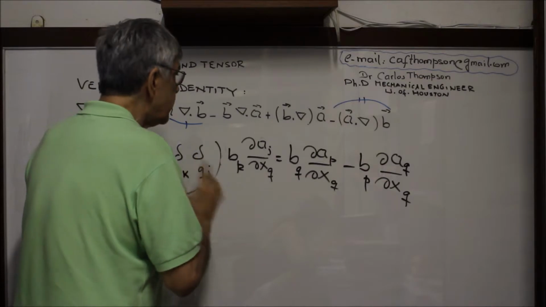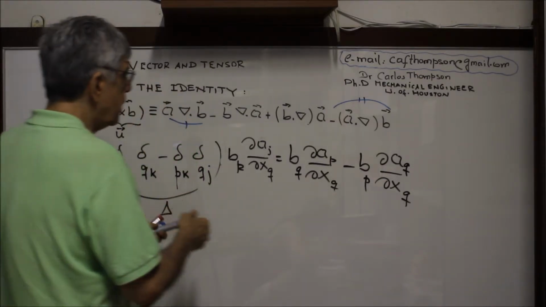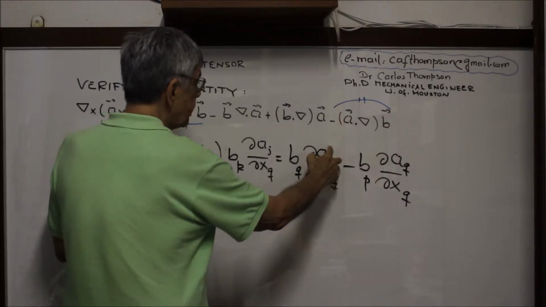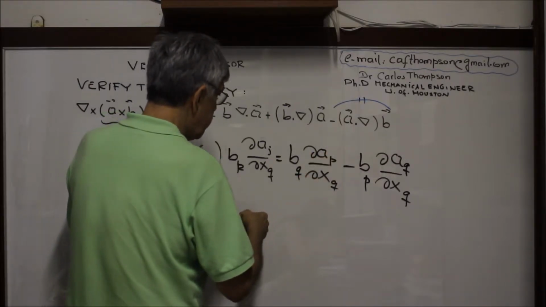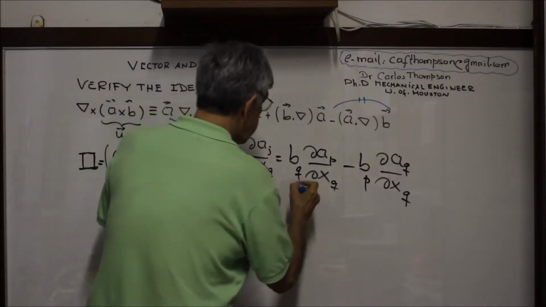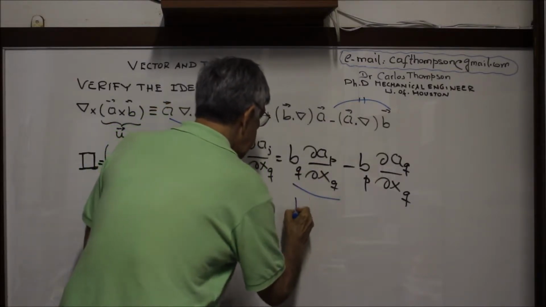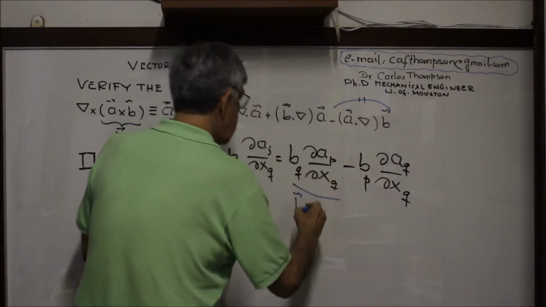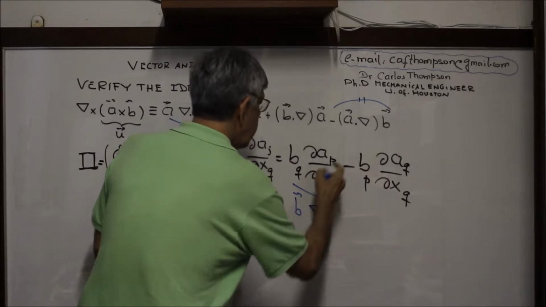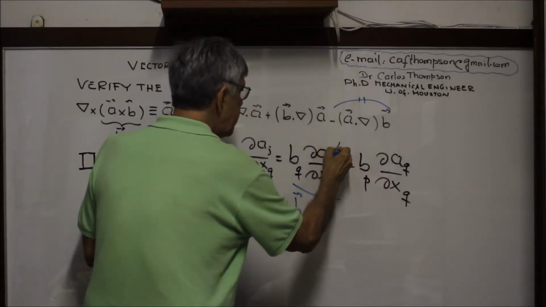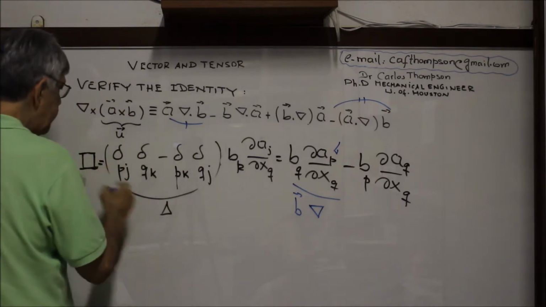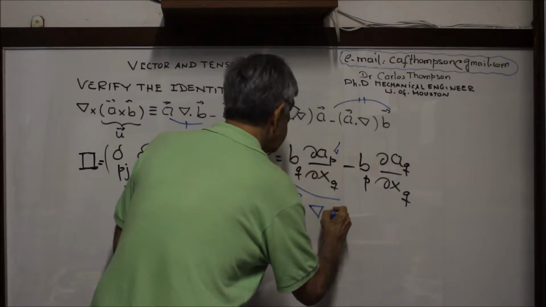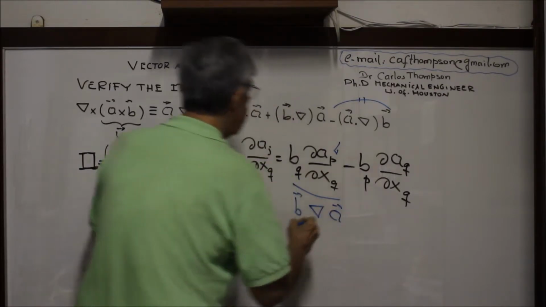So we can see clearly here that k is a dummy here. This is a vector. Okay? So this term here will be B nabla, A. This is a vector. See, P is a vector. You see this? P is the free index. So this is A over here, you see?